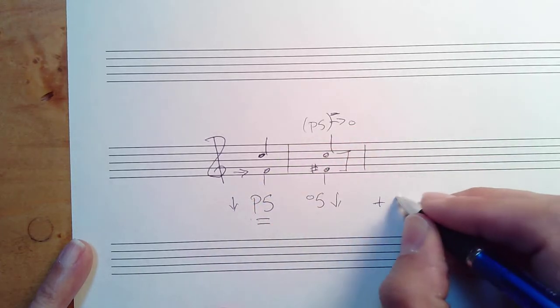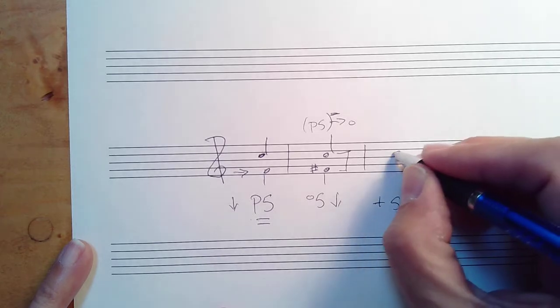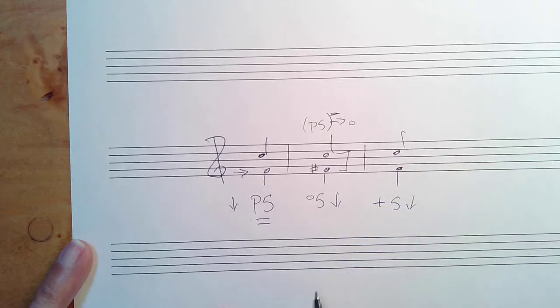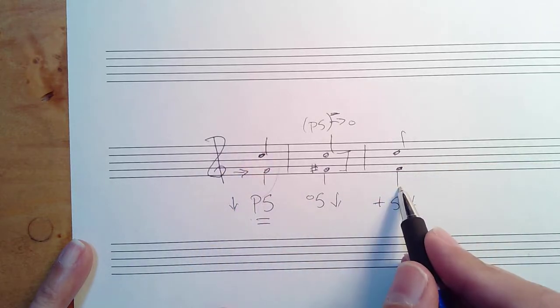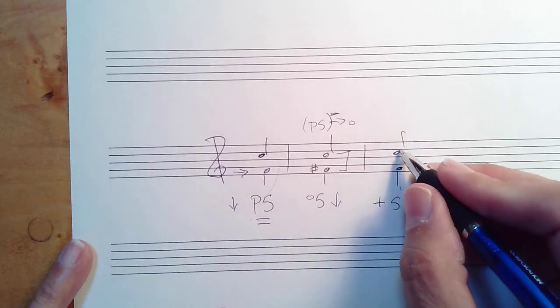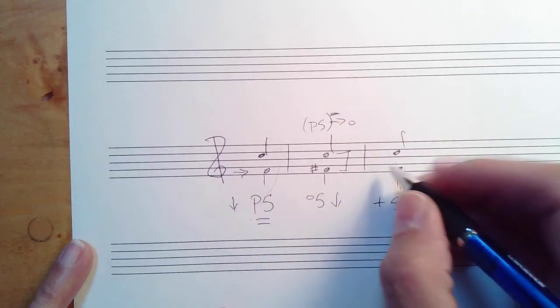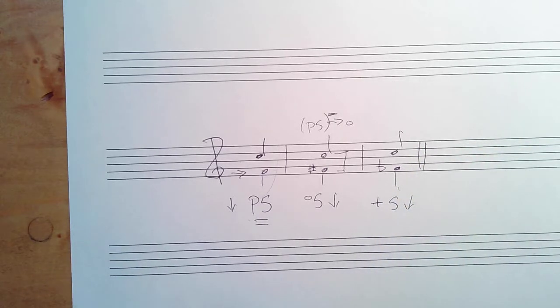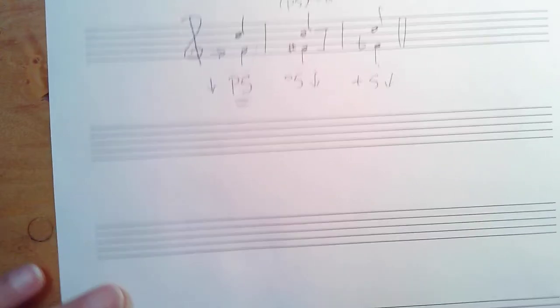If we want an augmented fifth below C, again, we count down 5. We'd figure out that was a perfect fifth, so we need to make it a half step larger. And to make it a half step larger, we would have to do an F flat to increase the distance between the C and the F. Let's do another one.